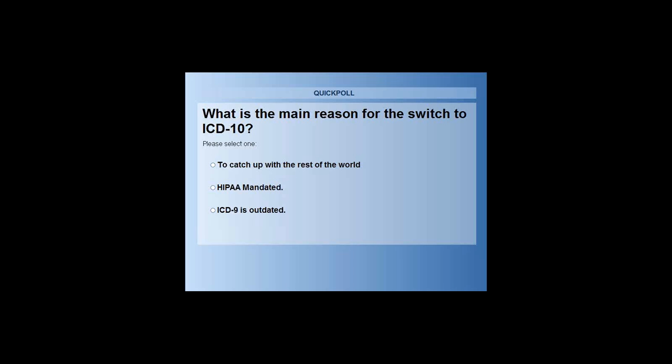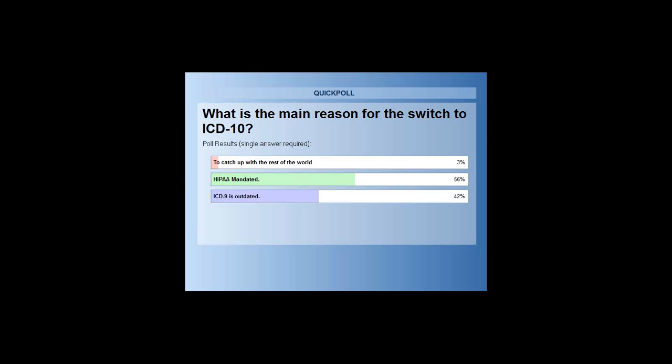Okay, I'm going to go ahead and close the poll, and I'll share the results. And can you see those results? I sure can. Which was correct? All right. Well, if you answered HIPAA mandated, you were correct. There was 3% that said to catch up with the rest of the world, and 42% ICD-9 is outdated. But the real reason is that it is a HIPAA mandated language now.